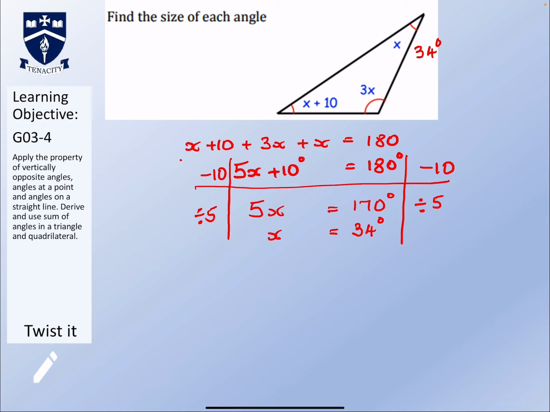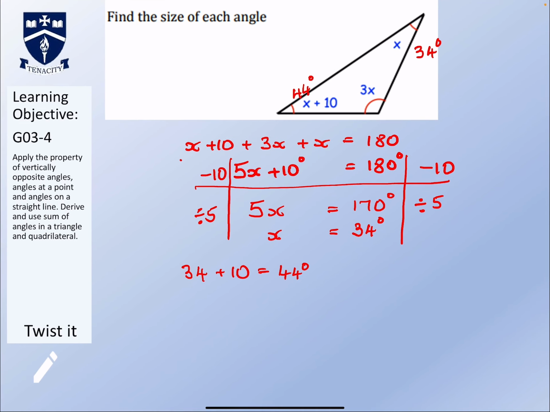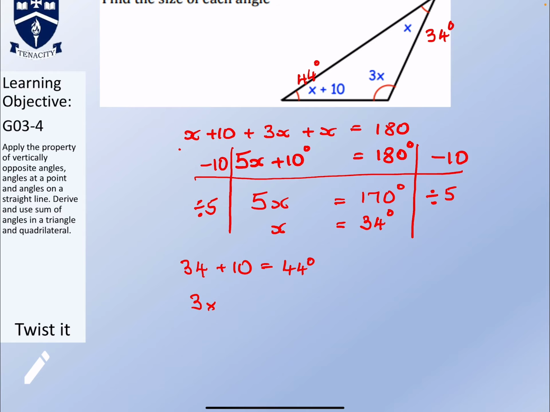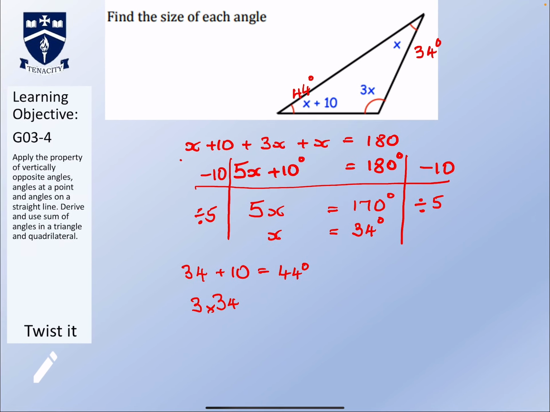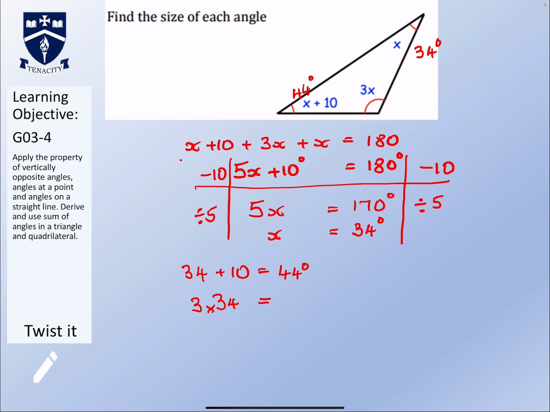Now, in this question, it says find the size of each angle. So I need to find the size of the 3x angle and the x add 10. Well, x add 10 is going to be 34 add 10. So the x add 10 angle is 44 degrees. So this one here is 44 degrees. And the last one says 3 times the x angle, which is 34. And 3 times 34 is equal to 102 degrees. So here should be 102 degrees.